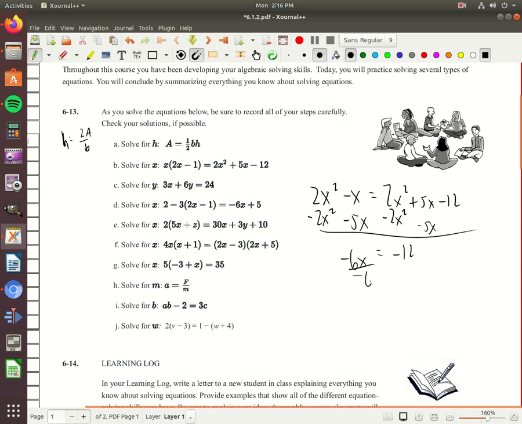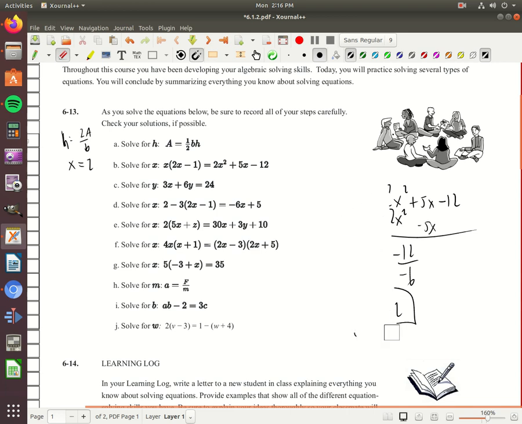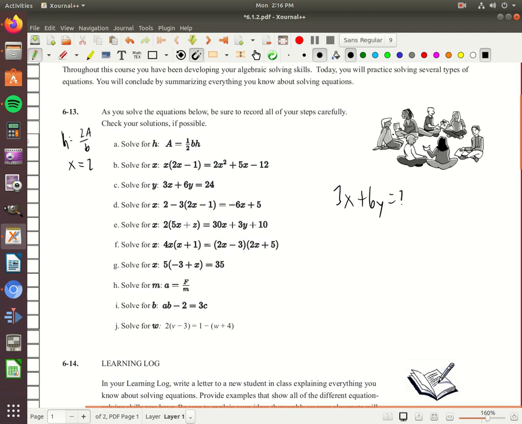I'll divide by negative 6. So obviously x will equal 2. By the way, this is algebra, so there are so many different ways that you could solve these things that you may be doing it a different way, which doesn't matter. Just like I showed in the first one, as long as you're getting a correct answer, that's all that really matters.